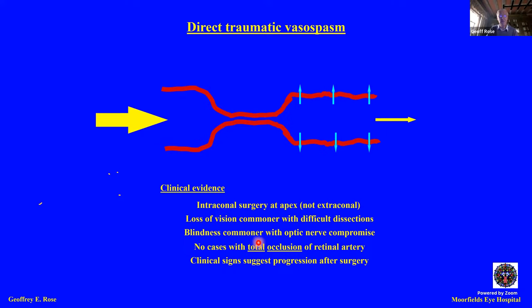The blindness is commoner where you've already got optic nerve compromise. In other words, perfusion may already be down. And there are no cases in my series where there was total occlusion of the retinal artery. You still had some perfusion even afterwards. And, as I say, the clinical signs suggest progression after surgery. So I've had several cases who, maybe six hours after surgery, had signs of early ischemia and then progressed down in vision and visual function over 24, 48 hours.